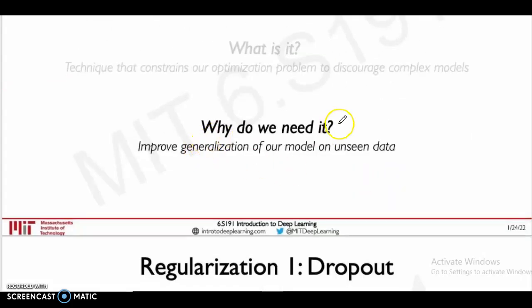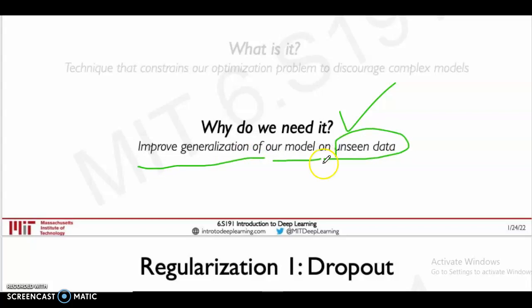Regularization. Why do we need it? To improve the generalization of our model on unseen data. That's all.